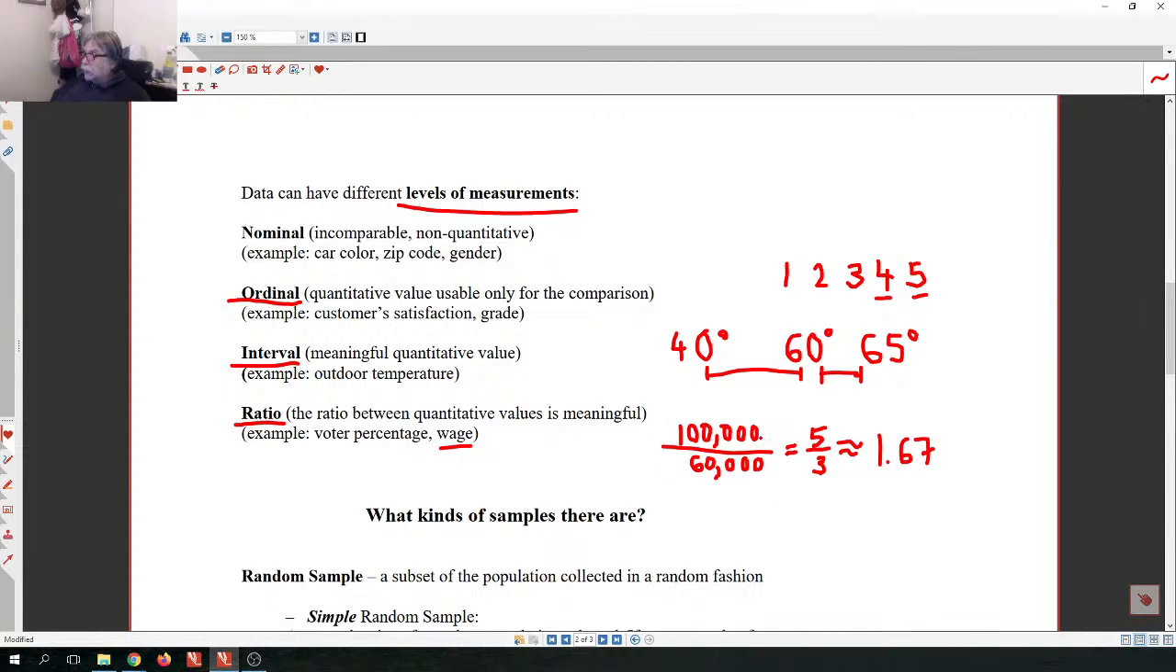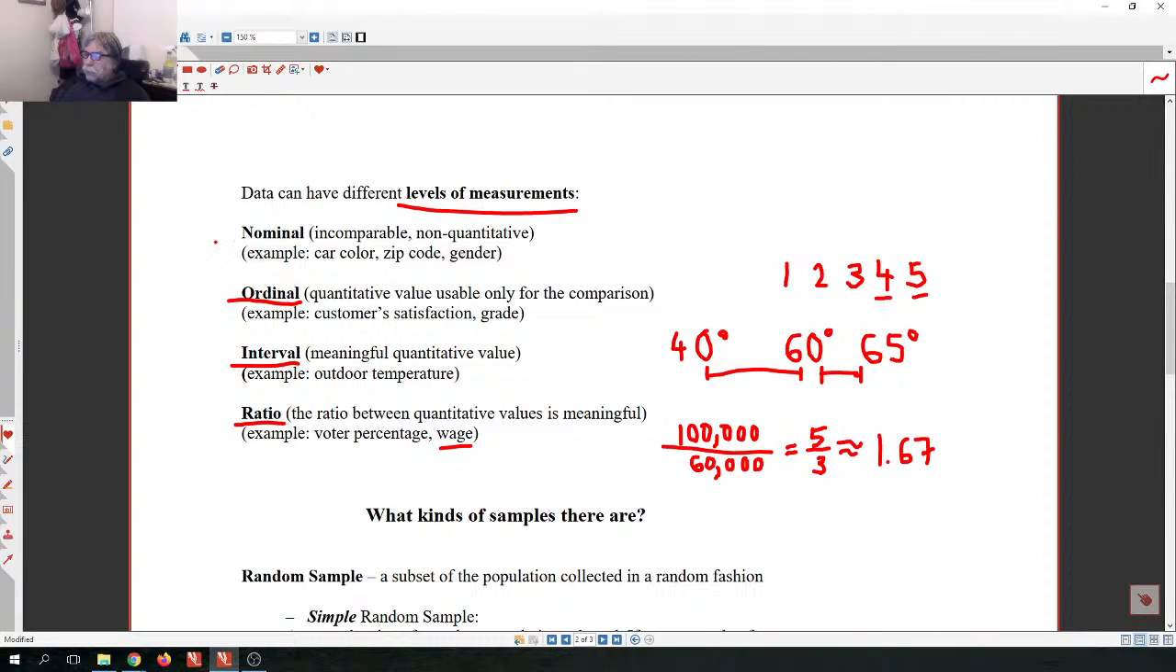So if you're dividing two numbers, you can divide 60,000 by 100,000, and you could say that 60,000 is 40% less than 100,000, right? So you can compare that either by saying that the higher income is 67% higher, or you can say the lower income, if you divide 60,000 by 100,000, is 40% lower. So that's the best, the highest level of measurement you have.